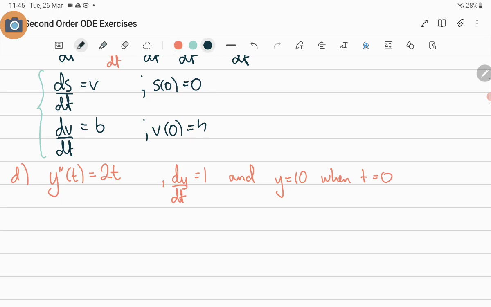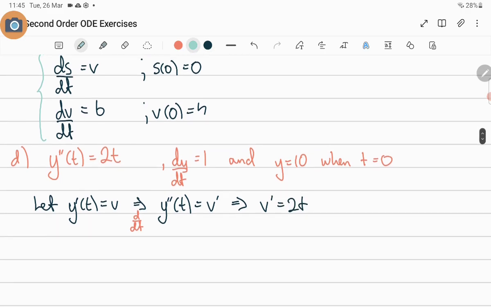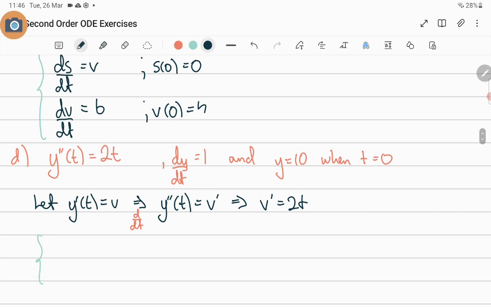Okay, so again, this should be nearly getting boring. Let y dash of t equal v. Differentiate both sides with respect to t, and I get y double dash of t is equal to v dashed of t. Writing the equation above, the second derivative of y is v dashed, and it's also equal to 2t. And now we have enough to write down our two initial value problems. The first says that y dashed is equal to v, and the second says v dashed is equal to 2t.